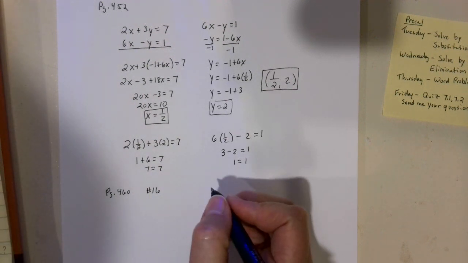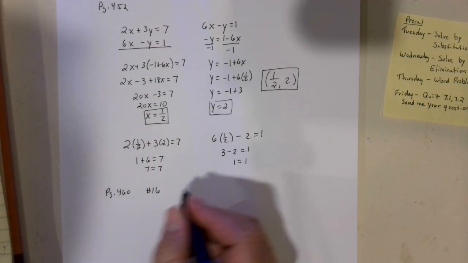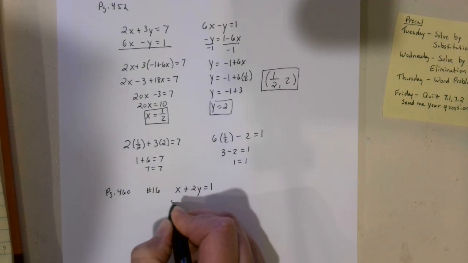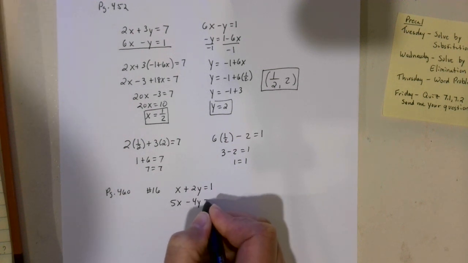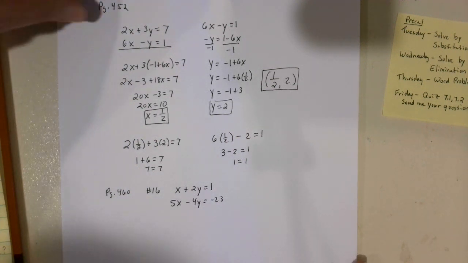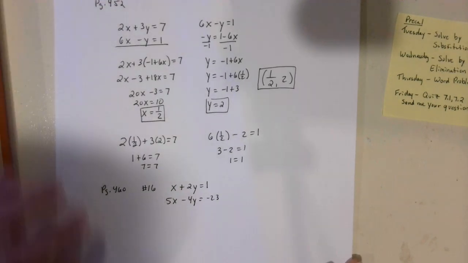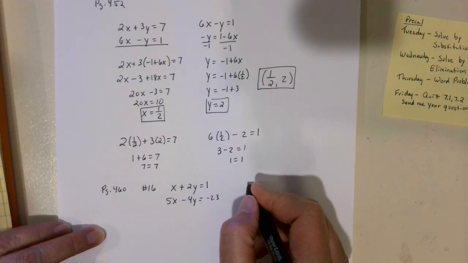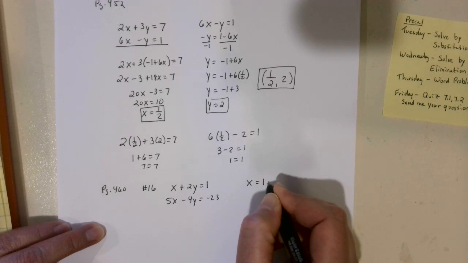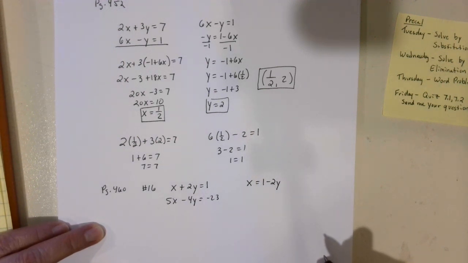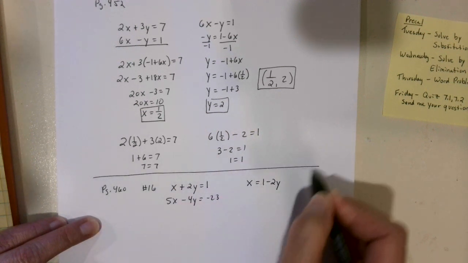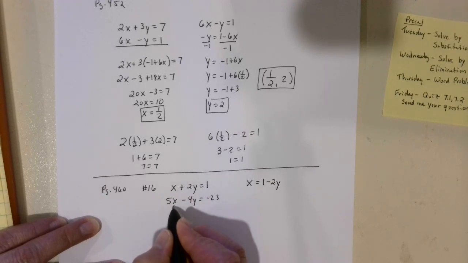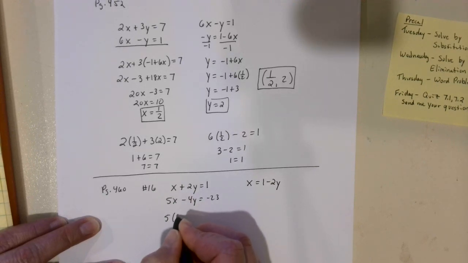So the directions are solve the system by the method of substitution. We have x plus 2y equals 1, and 5x minus 4y is equal to negative 23. We have choices on what variable we want to solve for. Again, I could solve for any one of these, but I'm going to pick the equation with the variable that doesn't have a coefficient, just so I can avoid the fractions as long as possible. So I'm going to have x is equal to 1 minus 2y. I'm going to take that expression and plug it into the second equation in place of x.